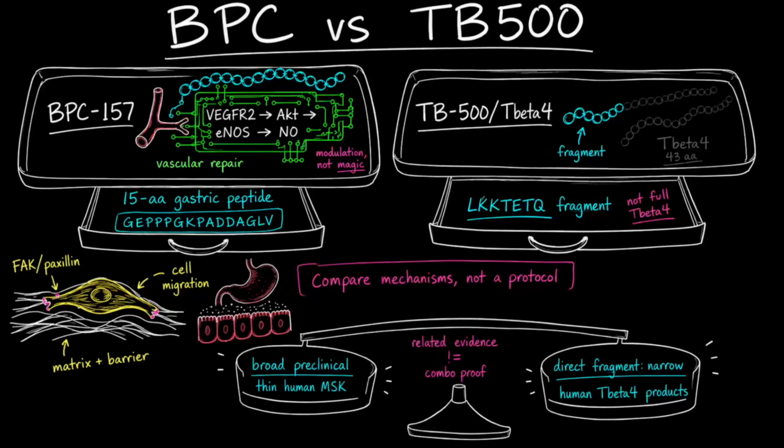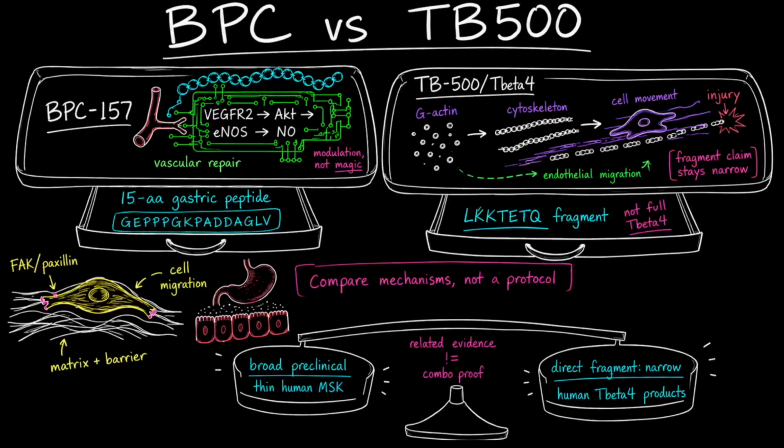The broader BPC mechanism also keeps coming back to barrier and cytoprotection models, especially gut and wound settings. The TB-500 side, though, starts in a bit of a different place. It starts with thymosin beta-4 biology. As we described earlier, it starts with actin handling, cytoskeletal rearrangement, cell migration, endothelial behavior, angiogenesis, and repair environment remodeling. So this is more of an actin and migration mechanism than a BPC-style vascular or barrier mechanism.